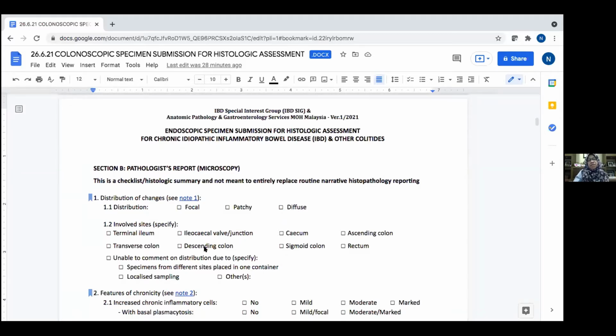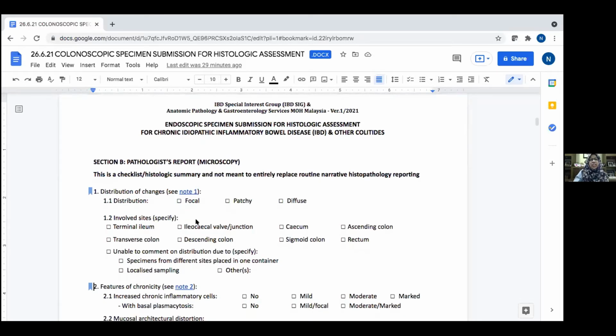But later, if you decide that this form is for use, you can discuss with your clinical colleagues whether you want to let them have this copy as well, in addition to your narrative reporting. But the idea of this form is actually for you to fill up once you have completed your histologic assessment and come to a certain conclusion in the findings.